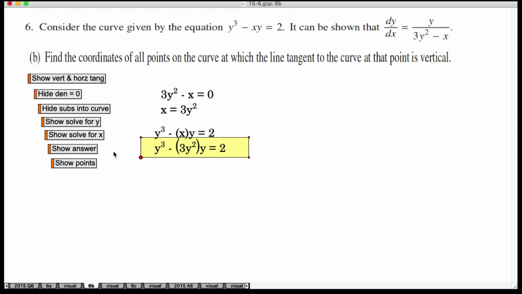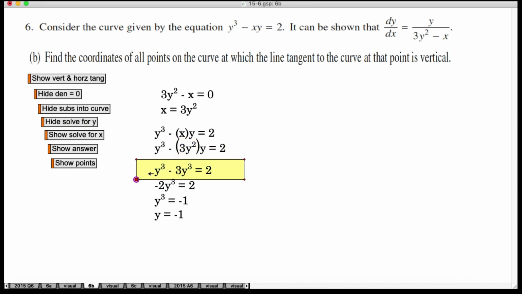Then what I just have to do is start to clean this up. My next step is to multiply here and I get minus 3y cubed. So I have y cubed minus 3y cubed equals 12. Group like terms: minus 2y cubed equals 2. Y cubed equals minus 1, and the cube root of minus 1 is minus 1. So there's my y coordinate.